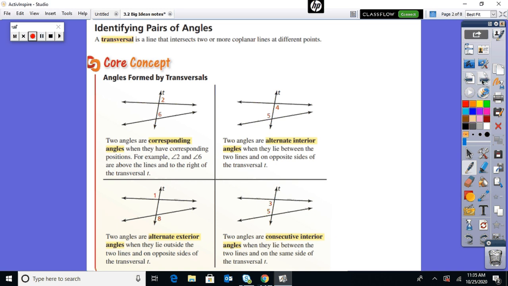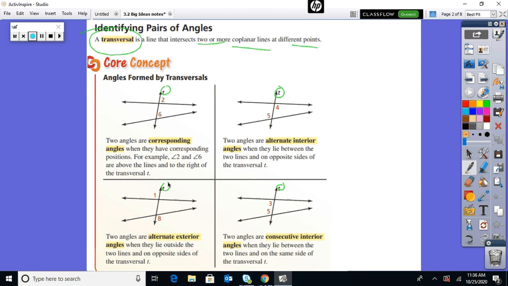All right, the other thing that 3.1 introduces you to is identifying pairs of angles. So one of the most important geometric diagrams is what you see right here. When you have two lines and then you have one line that's intersecting both of them, that intersecting line is called a transversal, a line that intersects two or more coplanar lines at different points. So transversals are typically denoted with a T, like you see here.